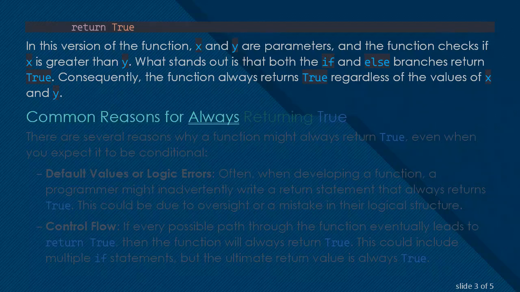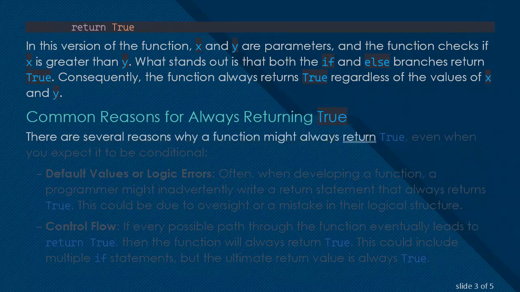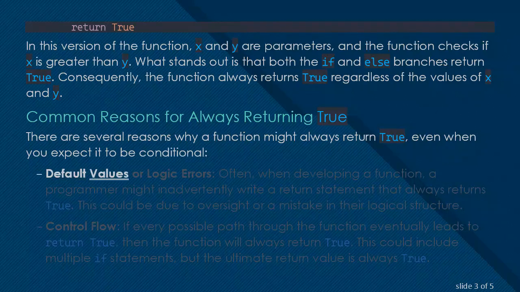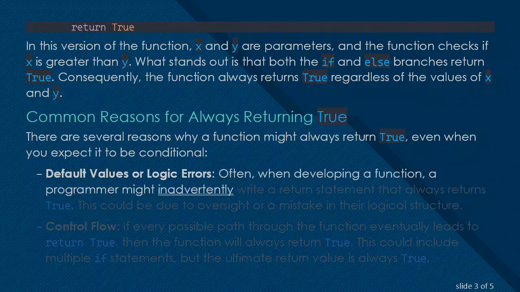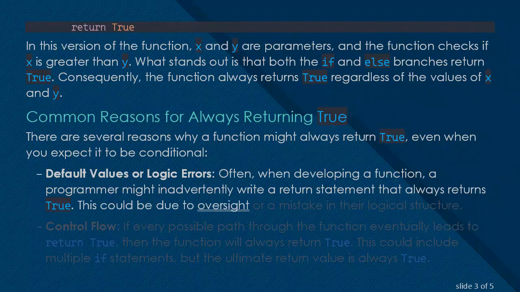Common reasons for always returning true. There are several reasons why a function might always return true, even when you expect it to be conditional. Default values or logic errors. Often, when developing a function, a programmer might inadvertently write a return statement that always returns true. This could be due to oversight or a mistake in their logical structure.